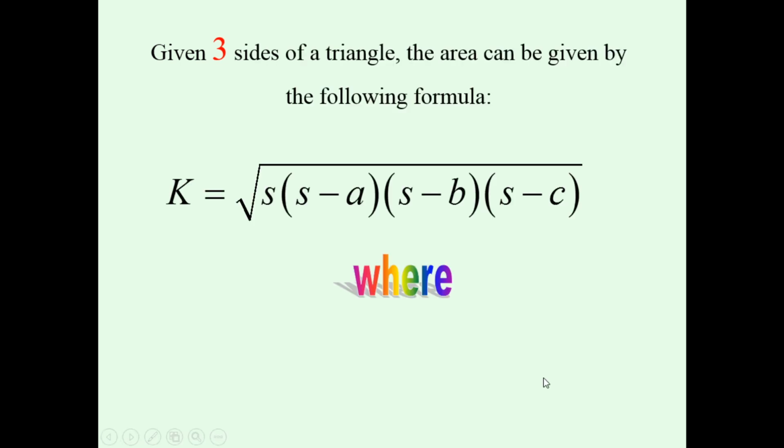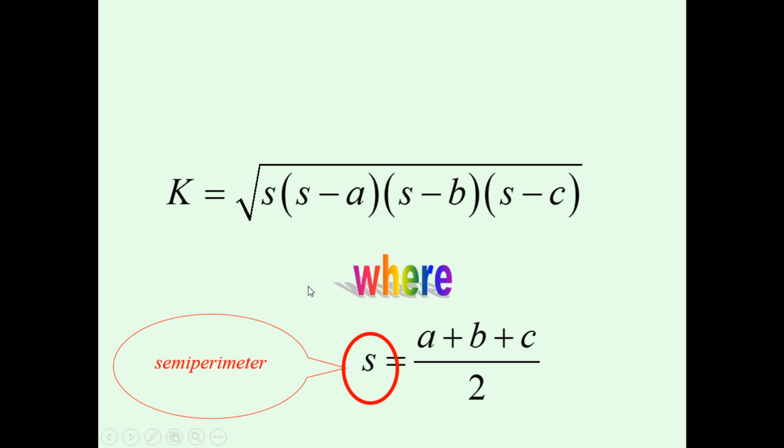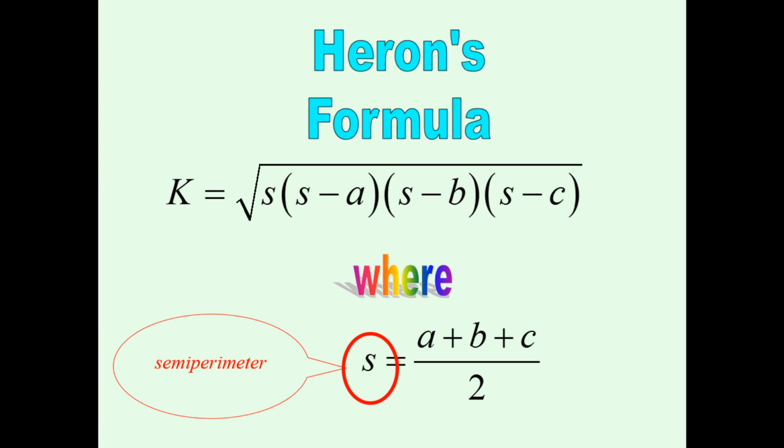So it's written as K equals the square root of the quantity of S, where S means the semi-perimeter of the triangle. So S times the quantity of S minus A, S minus B, and then S minus C. Again, S represents the semi-perimeter of the triangle. So the way to find the semi-perimeter of a triangle is A plus B plus C over 2, which means the perimeter of the triangle divided by 2. Again, the name for this formula is Heron's. He is one of the famous mathematicians of geometry.